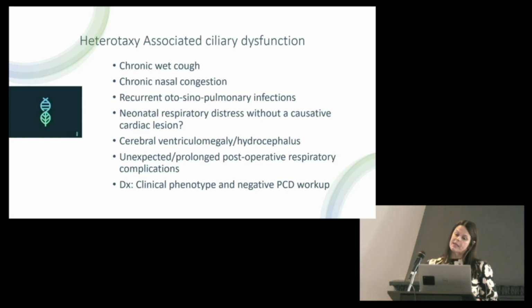So when should we be thinking about heterotaxy-associated ciliary dysfunction? These patients are going to have a phenotype similar to that of patients with PCD, perhaps milder and sometimes with some atypical features. Some of the symptoms to think about are chronic wet cough, chronic nasal congestion, recurrent oto-sino-pulmonary infections, and neonatal respiratory distress without a causative cardiac lesion. I put a question mark there because, at least for me clinically, it's very difficult to tease out what's what. Is it the heart, is it the lungs? We all know that's a common point of discussion.